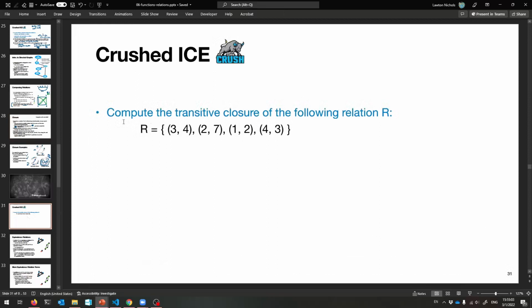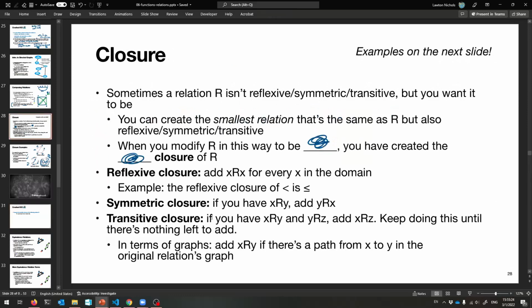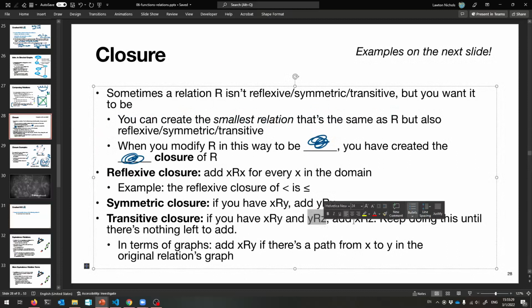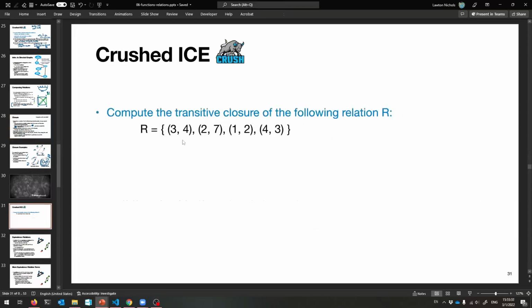So try this. Please compute the transitive closure of the following relation R. And so here it is as a set of pairs. That's one way to write a relation, right? Which things are related to what. Take this and compute the smallest relation that is all of these things plus just enough additions to make it a transitive relation. So you'll follow these rules right here. If you have x related to y and y related to z, you must add x related to z. And you keep doing that until there's nothing left to add under this rule. Okay, so give that a try, and then we'll do it together.